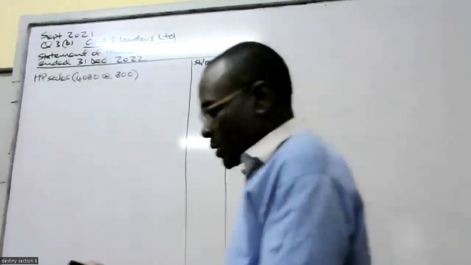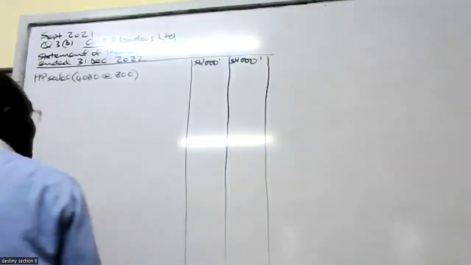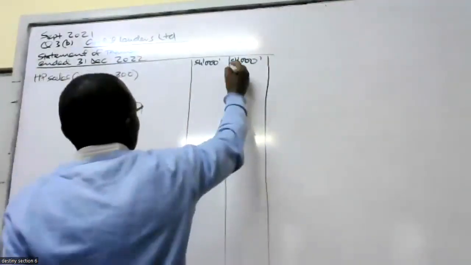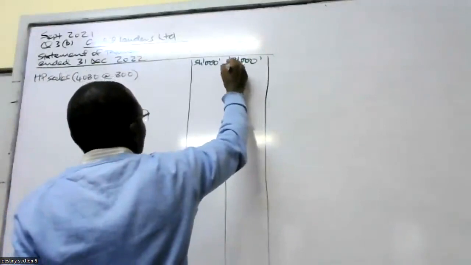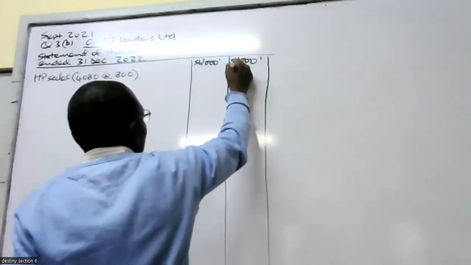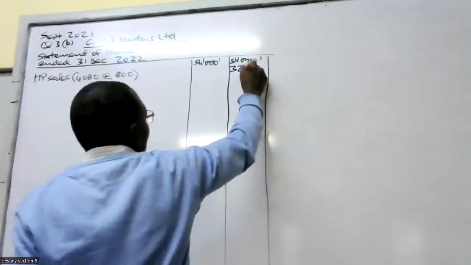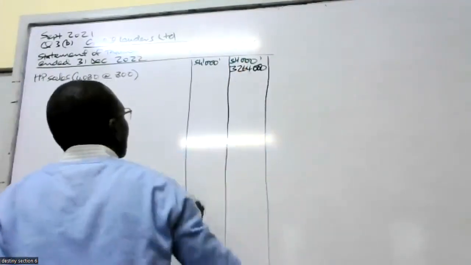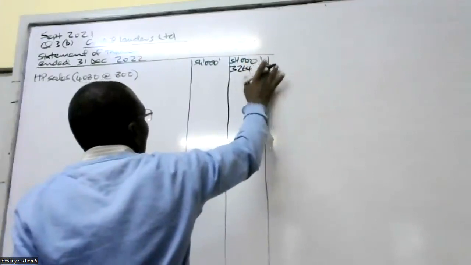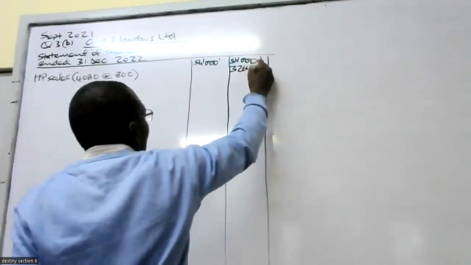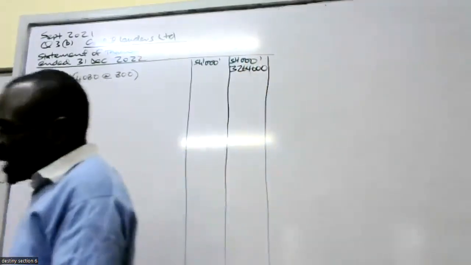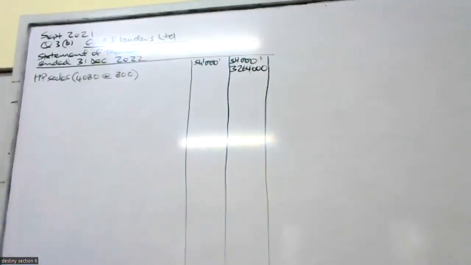So that gives us 3,264,000. But out of that total sales, they repossessed some units. The units repossessed are in note number 4.